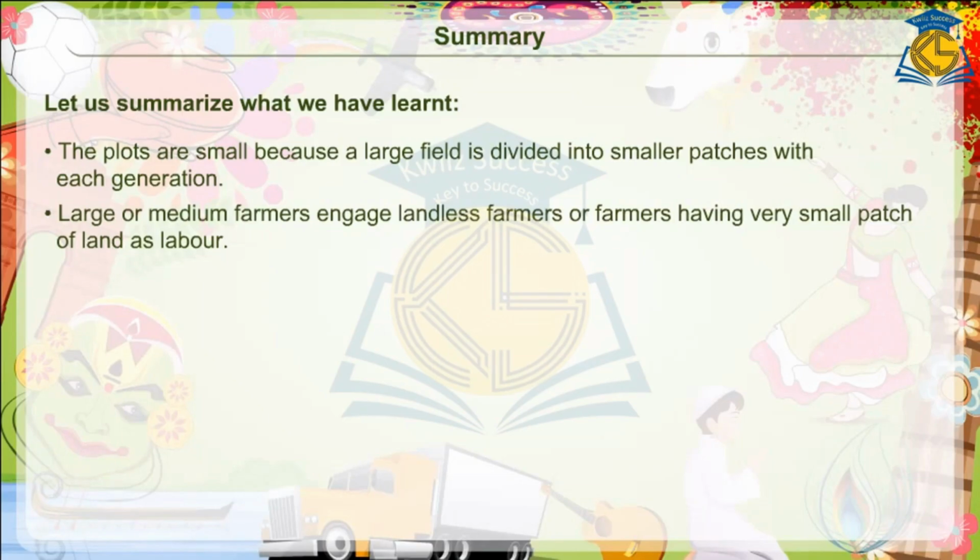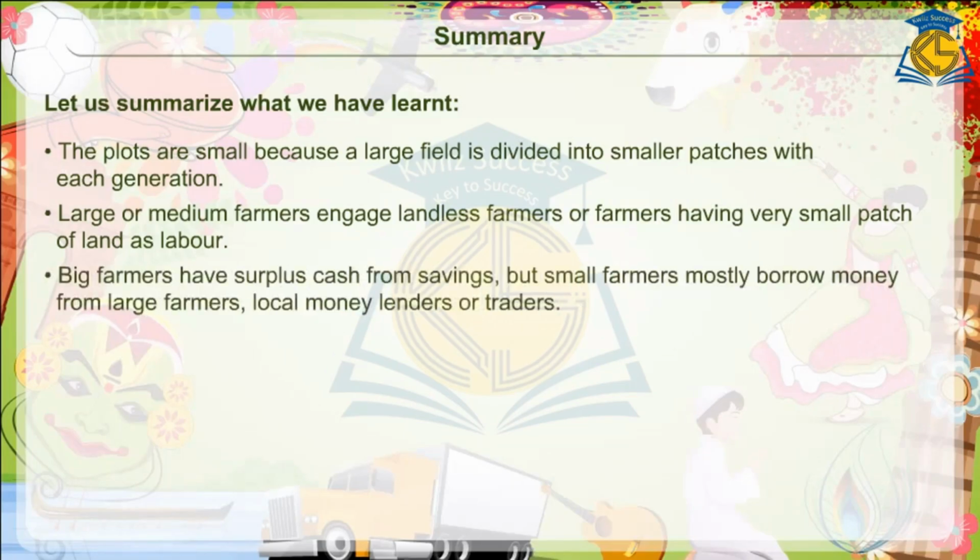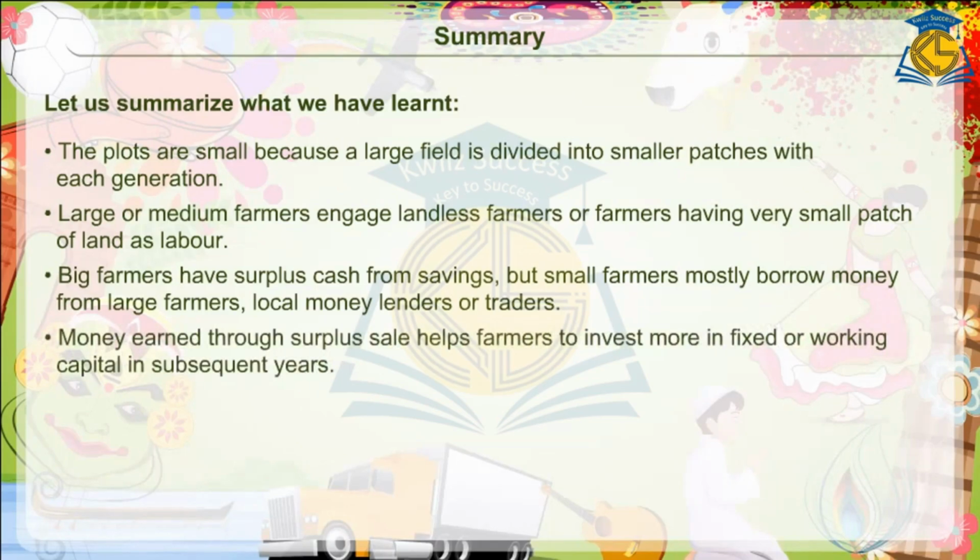Large or medium farmers engage landless farmers or farmers having a very small patch of land as labor. Big farmers have surplus cash from savings, but small farmers mostly borrow money from large farmers, local money lenders or traders. Money earned through surplus sale helps farmers to invest more in fixed or working capital in subsequent years.